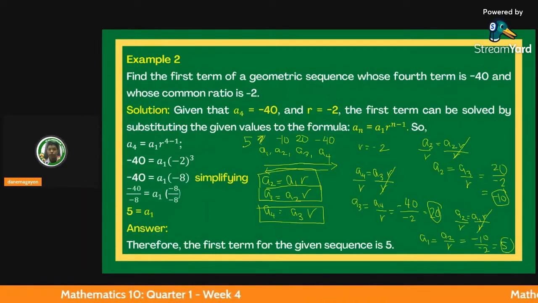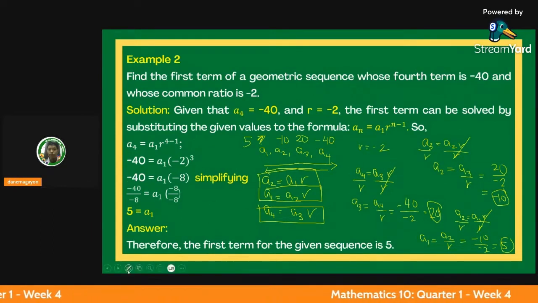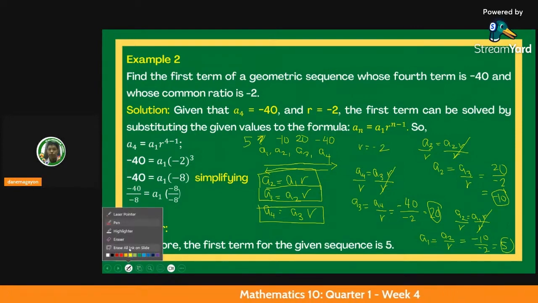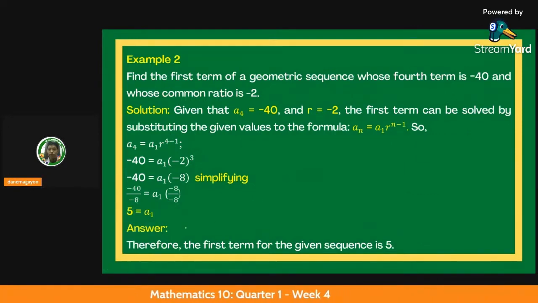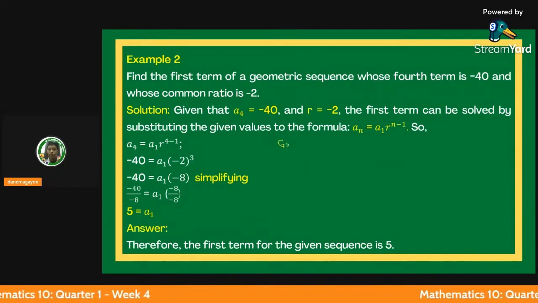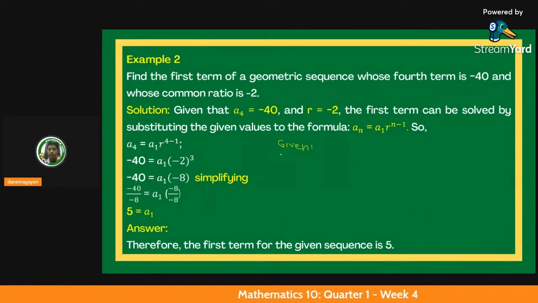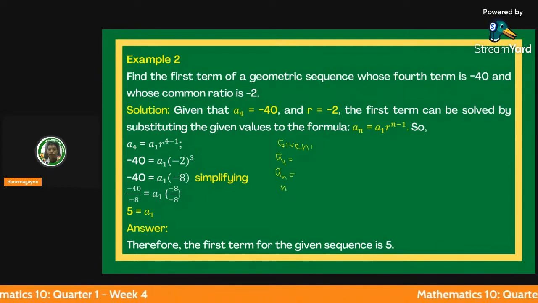But of course, for this one on our screen, let's try to solve it using the existing formula. What are the givens that we have so far in this problem? Of course, we need the value of A sub 1. We need A sub n. We need the value of n. Then we also need R.